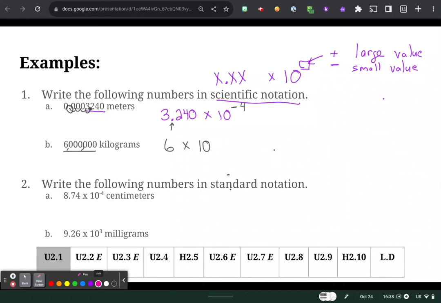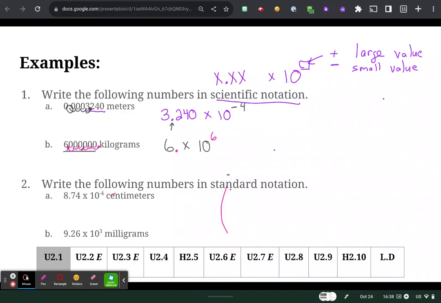All right. So in this one, it's a little bit more tricky because that decimal point is not written anywhere. You just have to assume where it is. And so if you don't see a decimal point, you can assume it's at the end of the number. So I'm moving it to after the 6. So I need to figure out how many places I moved it over. So 1, 2, 3, 4, 5, 6. So this would be 6 times 10 to the 6th.